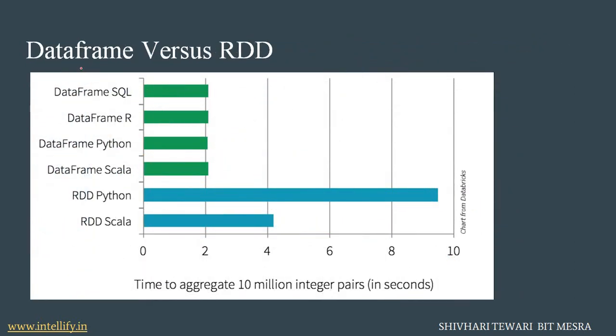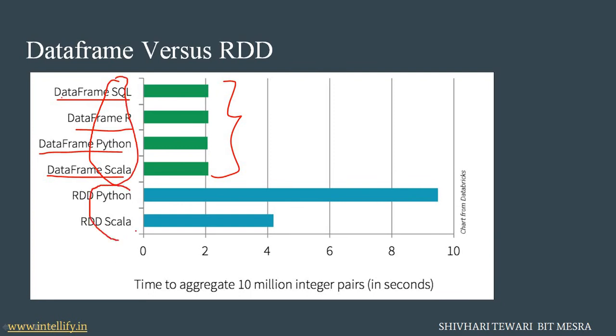Now, what is the difference between a data frame and a resilient distributed dataset? So here is the difference which is given. A data frame is in SQL. A data frame can be in R. A data frame can be in Python. A data frame can be in Scala. A data frame can be executed in all these languages. But if we talk about a dataset, it could be implemented in only these two languages, which are Java and Scala.